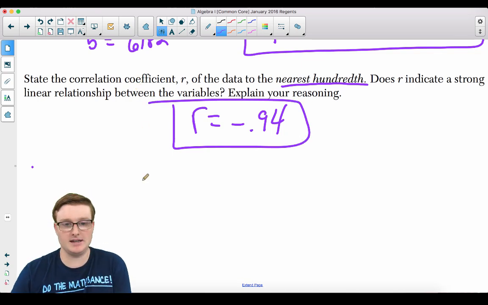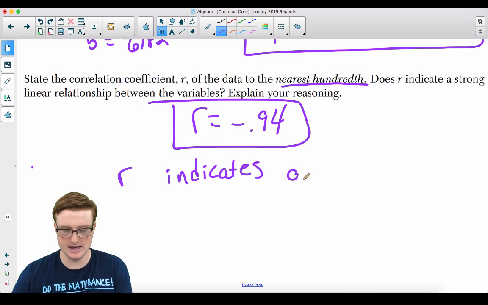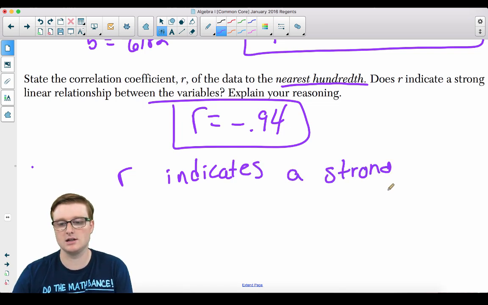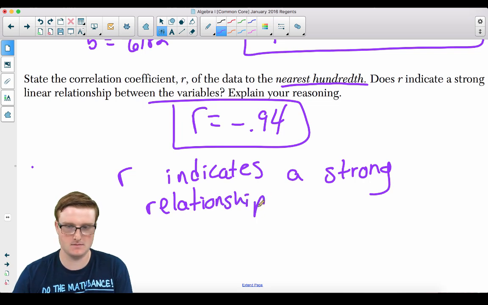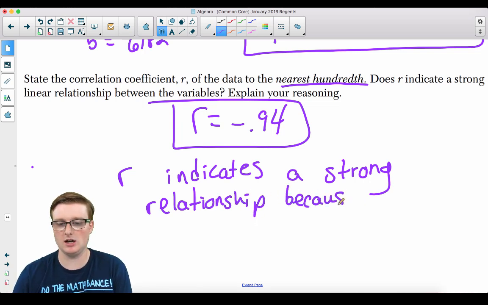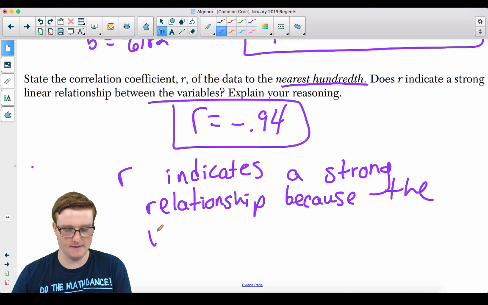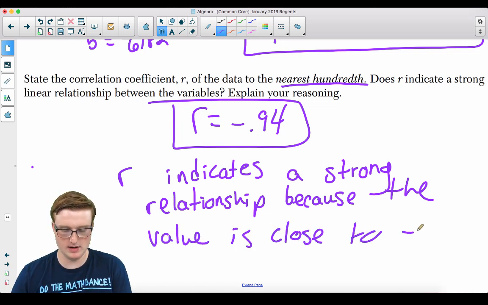And then you got to explain it. So r indicates a strong relationship because the value is close to negative 1.